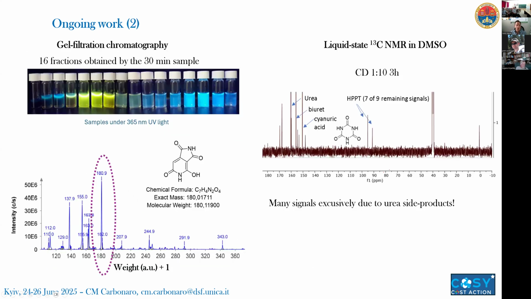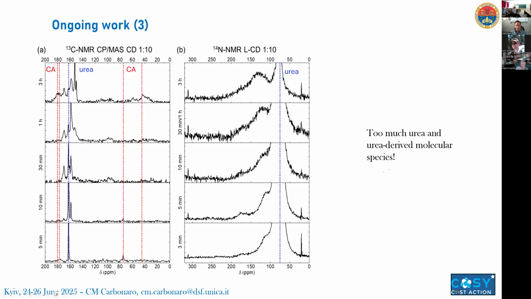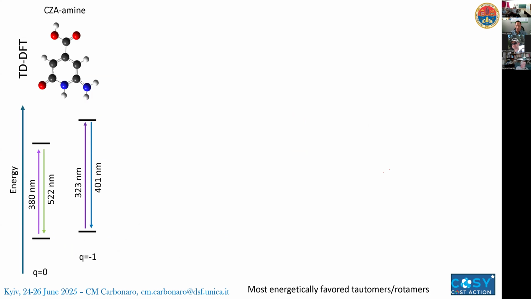We also performed gel filtration chromatography in order to get the mass of HPPT, and liquid NMR signals of HPPT to have confirmation of the green emission that you see here in the separation. And also by solid state NMR and nitrogen-14 NMR, we are still working on that, but the information we get is more or less the same as before.